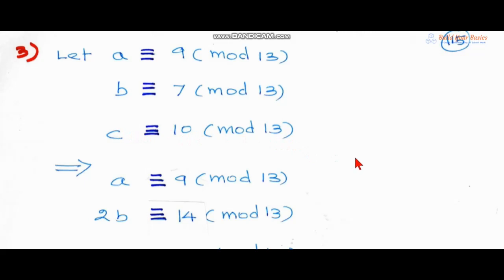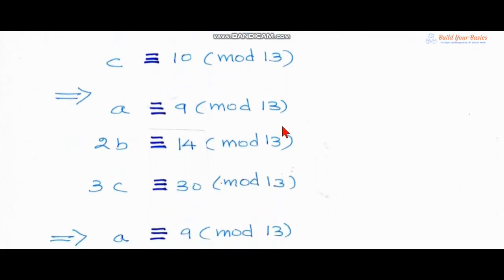Now we have to consider a plus 2b plus 3c. So we take the first equation as it is. Second equation we multiply by 2. 2b is congruent to 14 mod 13. And the third equation we multiply by 3. So 3c is congruent to 30 mod 13.